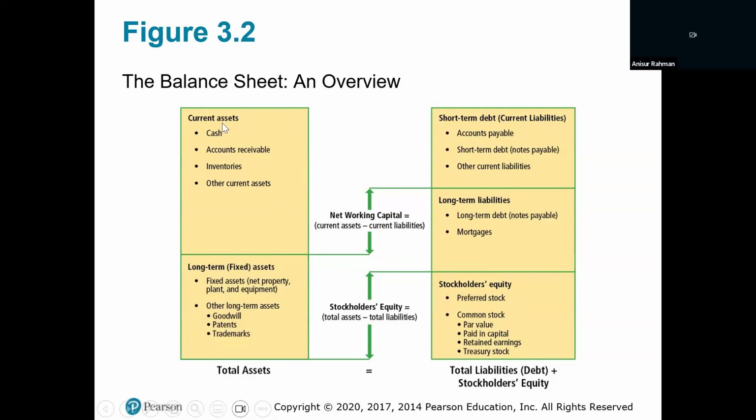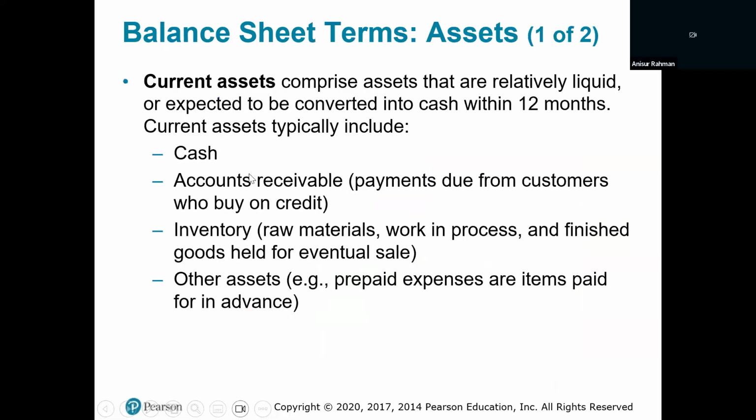And when we say current assets, what do we mean? These are some examples. Long-term assets, these are some examples. Short-term debt, these are some examples. Long-term liabilities, these are some examples. Stockholders' equity, these are some examples. So on the test, there could be a question like, which of the following is not a current asset? Which of the following is not a long-term asset? Something like that. So very, very important for you to understand this slide.